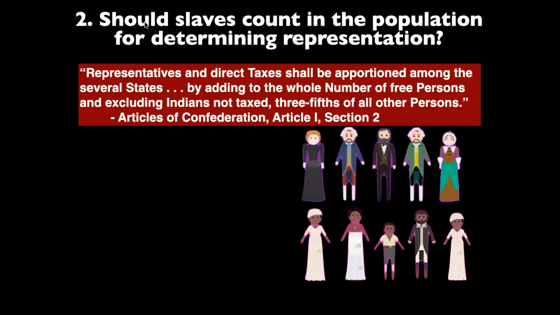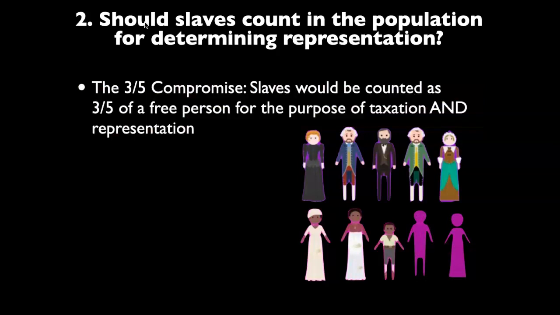In the end, they decide again on a compromise. "Representatives and direct taxes shall be apportioned among the several states by adding to the whole number of free persons, excluding Indians not taxed, 3/5 of all other persons." Basically, what this means is that when it came to free people, they would be counted. One person is one count for representation. But when it came to enslaved individuals, only 3 out of 5 would count. We know this as the 3/5 compromise. So essentially, 3/5 of the slave population would be counted when it came to taxation and representation.